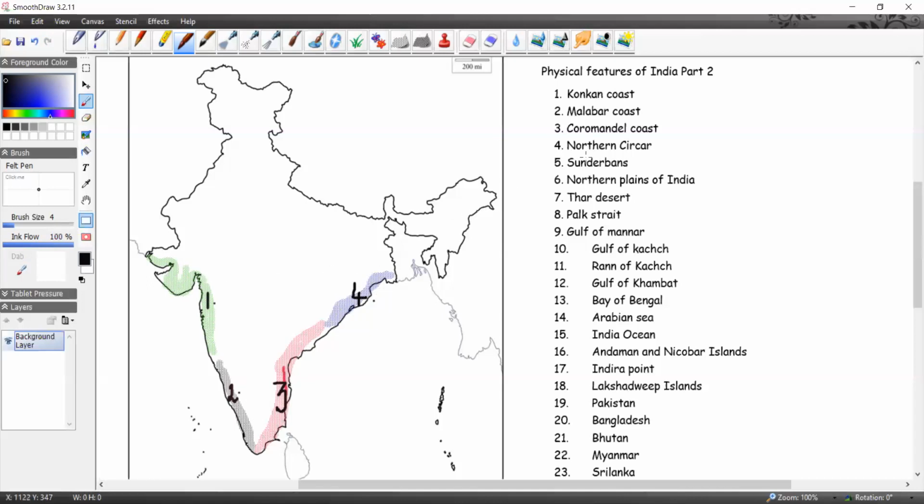And number 5, it is Sundarbans, the largest delta of the world. This is Sundarbans. It lies both in India and in Bangladesh. This is number 5, Sundarbans. And number 6, Northern Plains of India. The 6th one is Northern Plains of India.